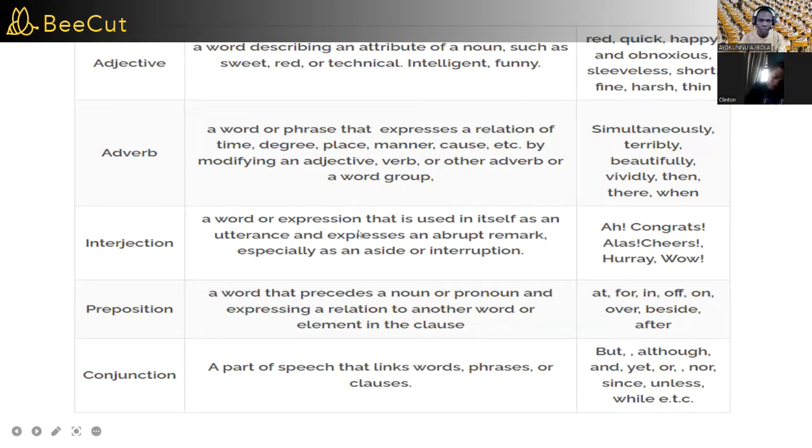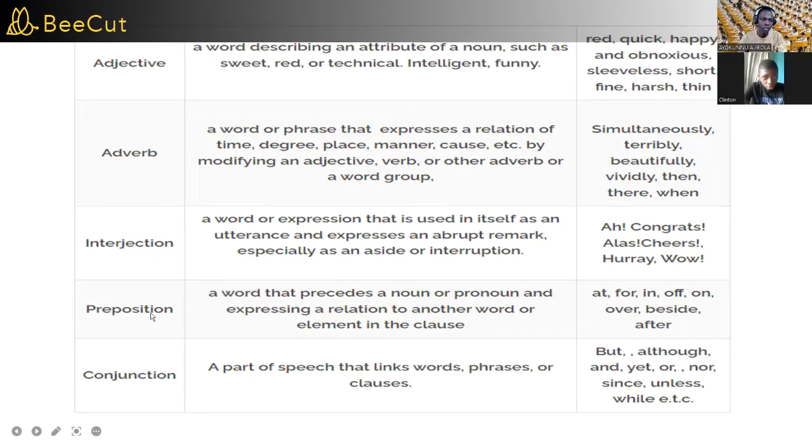Now, the next one we'll talk about is the interjection. An interjection is a word or expression that is used in itself as an utterance and expresses an abrupt remark, especially as an aside or interruption. Ha, congrats, hala, cheers, hooray, wow. These are interjections.